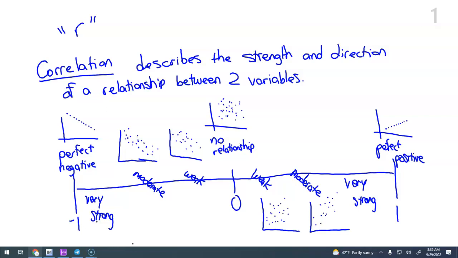And then very strong would be, this is perfect. Very strong might be something like this. That's very strong, but not perfect, so it might be like 0.9 or something. All right, so go ahead and I'll give you a second to write those down, but I wanted to explain the dots because they're not just random dots.